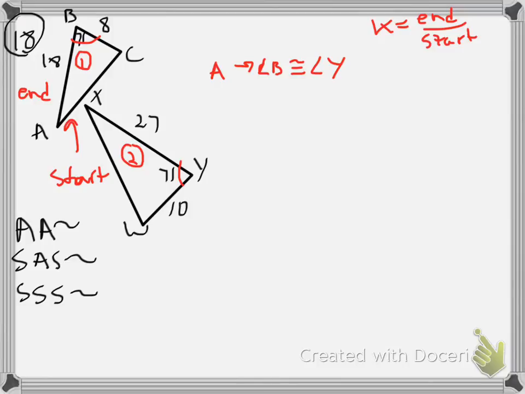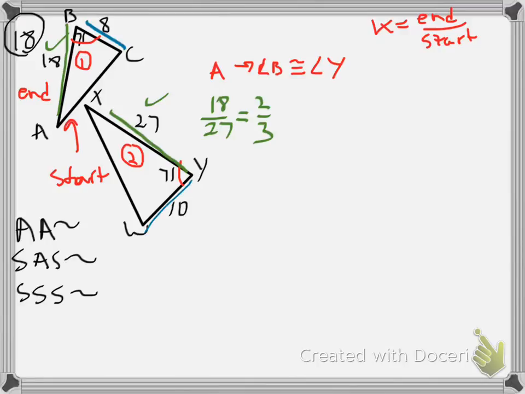So now I don't have any other angle information, but I got some sides. So let's look here. Which one of the two sides is longer? Well, it looks like this will go with this because they're the two longest. So let's check that out. That would be 18 over 27. If you divide them both by 9, you get 2/3. Okay, so that's this side to this side, looks good. So let's try this side to this side.